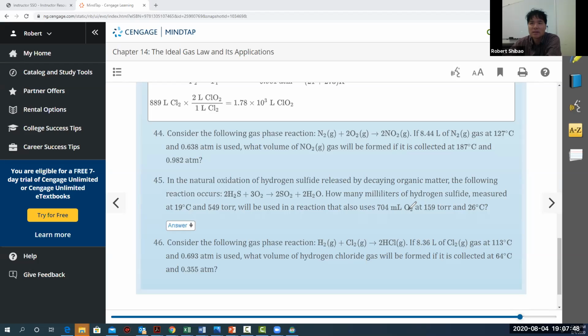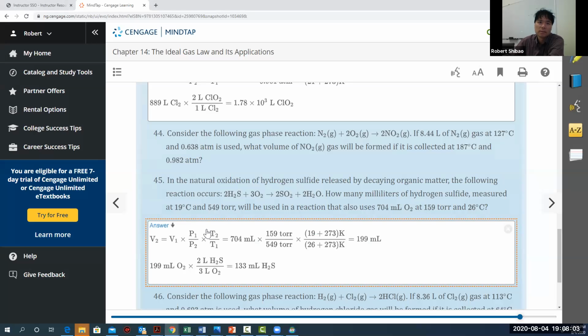They're going to use the combined gas law to change the volume of O2 to these conditions, and then use a volume to volume conversion, just like the last problem. And that's what they do. So they convert the volume of O2.